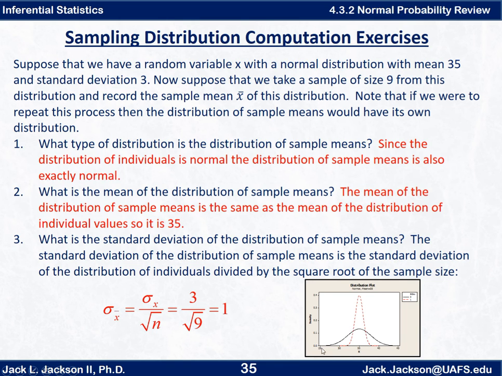The black is the distribution of individuals, which is more variable, and then the distribution of sample means is the red graph, which has a smaller standard deviation, but has the same center.